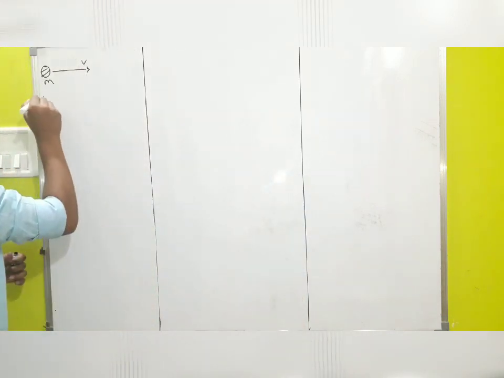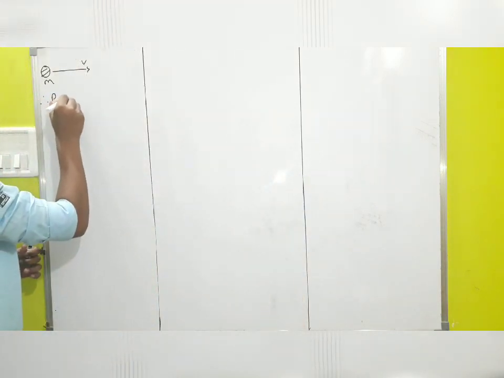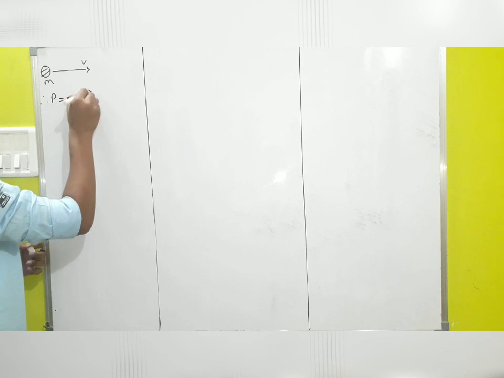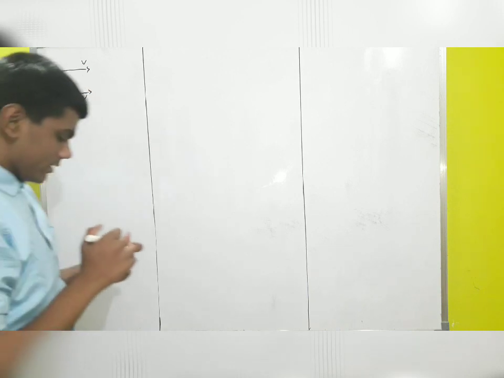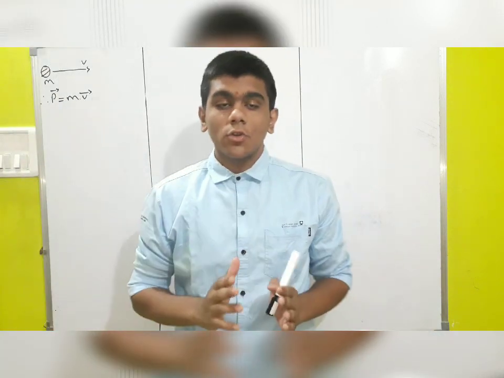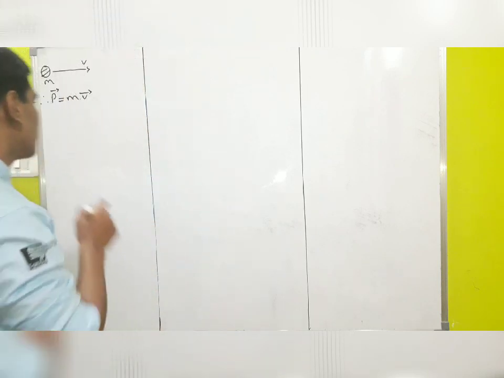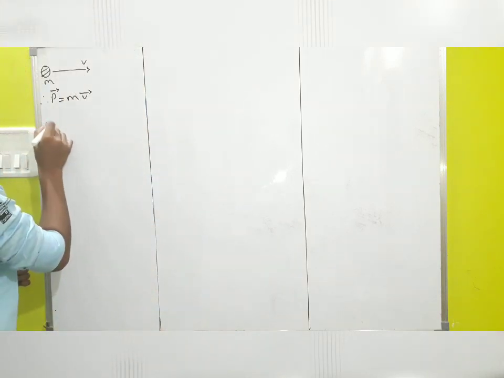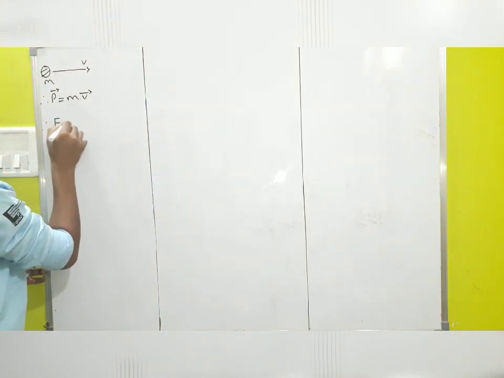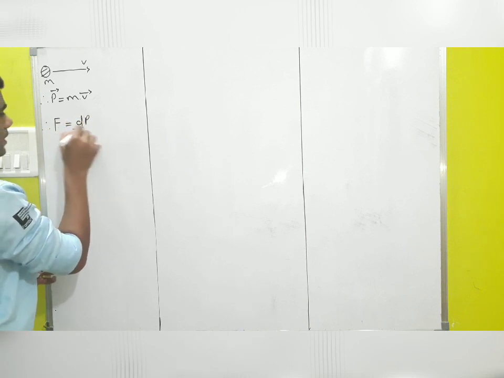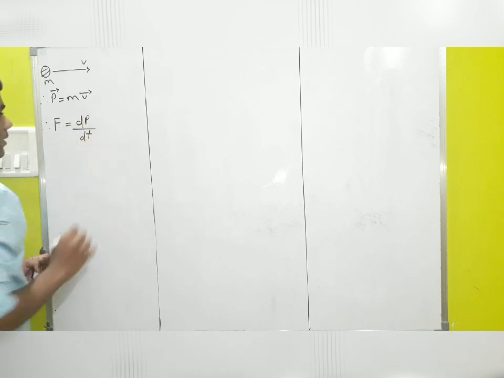So what is the formula for momentum? Yes, it's P is equal to mv. Momentum is equal to mass into velocity, with a vector sign on it. Now what you have to do is just apply the second law of motion, that is linear momentum upon time, which will give you force. So now we will apply the second law of motion, that is F is equal to dp upon dt, that is, linear momentum upon dt.